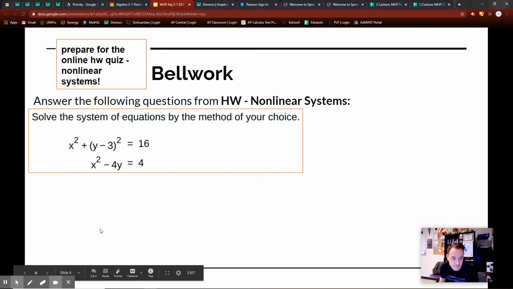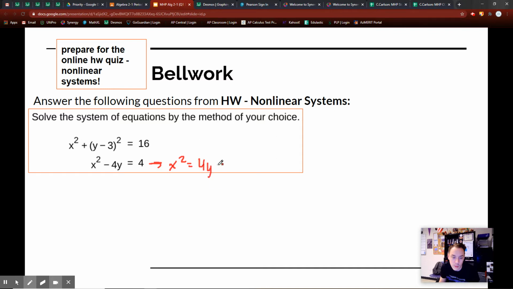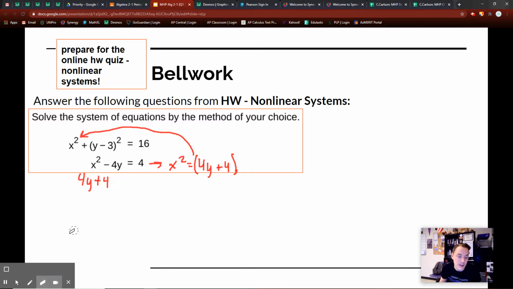So this one, I'm going to do this one by hand as well. Let's change this to equals 4y plus 4. Now watch what I do here. I'm going to take this as a substitution. I'm actually going to plug it in here because this is what x squared equals. I don't need to get x by itself. I can say x squared, and so that's x squared. So this is 4y plus 4, plus y minus 3 squared equals 16.